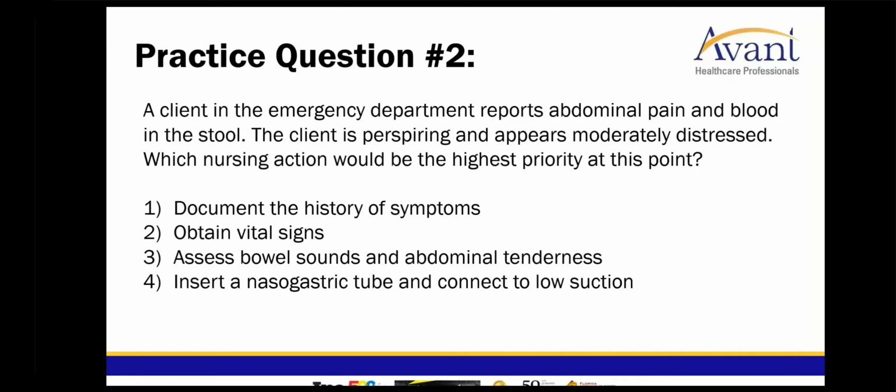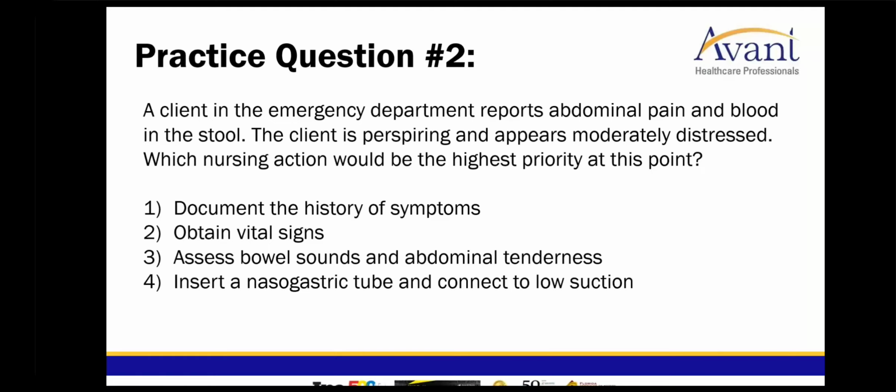Okay, hopefully you're back and you've had time to analyze this question using the 6 steps and come up with the answer choice. So here's a question again. It's a client in the emergency department that reports abdominal pain and blood in the stool. The client is perspiring and appears moderately distressed. Which nursing action will be the highest priority at this point?